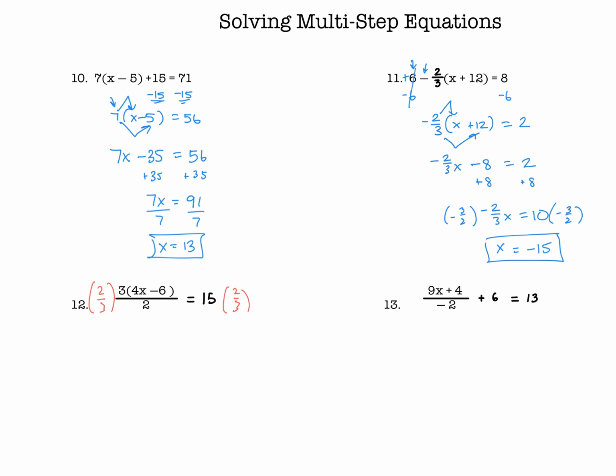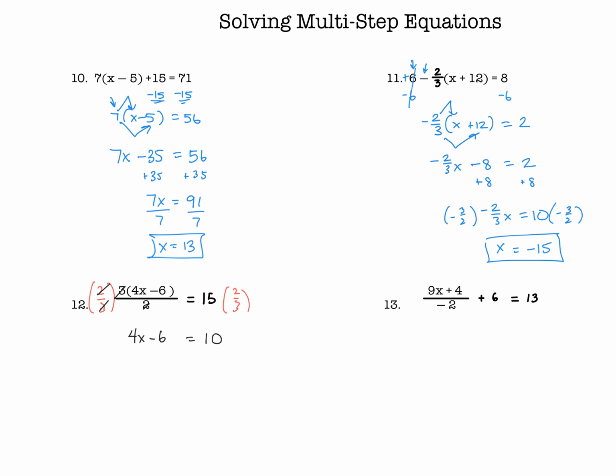Once I do that, notice I now only have one group of 4x minus 6. So this whole side, because I used the reciprocal and I used the power of that, became just 4x minus 6, because that 3 and this 3 become 1, and that 2 and that 2. So I get 4x minus 6 now equals 2/3 of 15. So 2/3 of 15 is just 10.